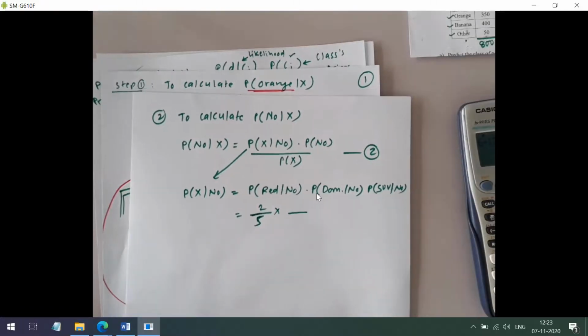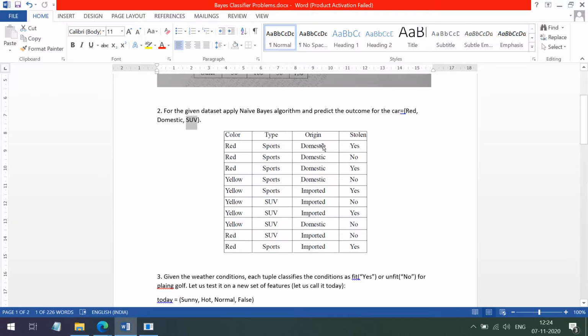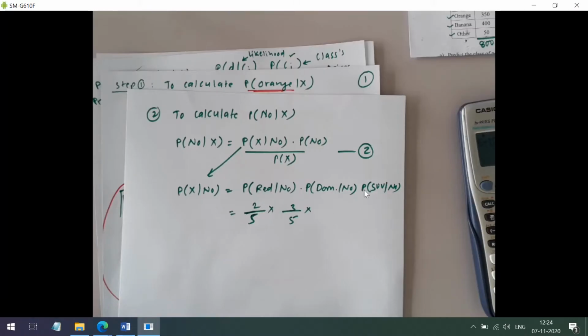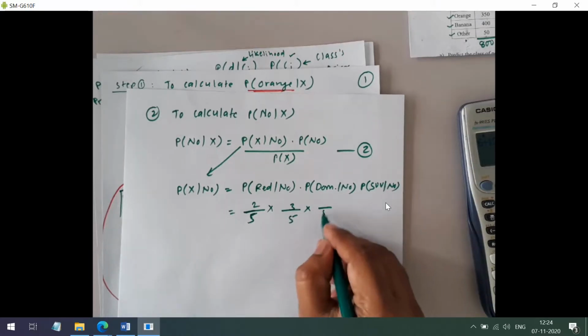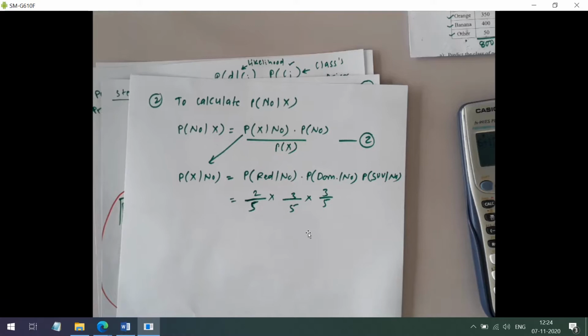Next term is probability of domestic given no. How many no's are there? 5. Out of that, how many domestics are there? 1, 2, 3. So it is 3 by 5. Then probability of SUV given no. How many no's are there? 5. In that, how many SUVs are there? 1, 2, 3. So it is 3 by 5.